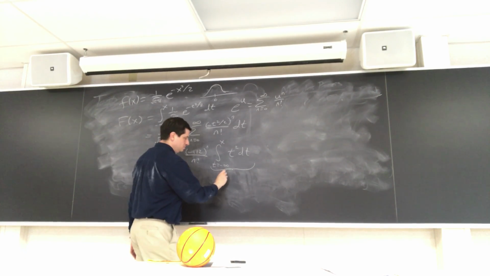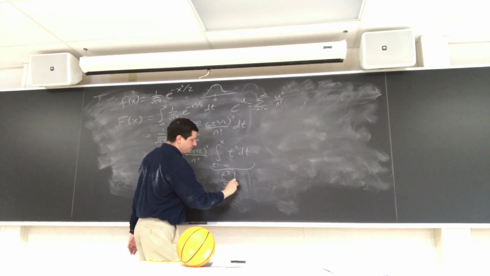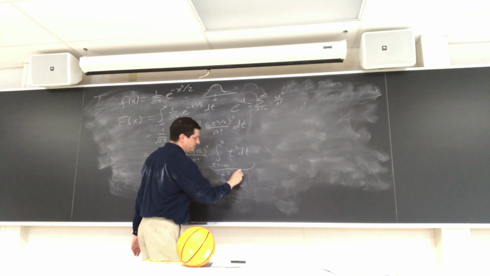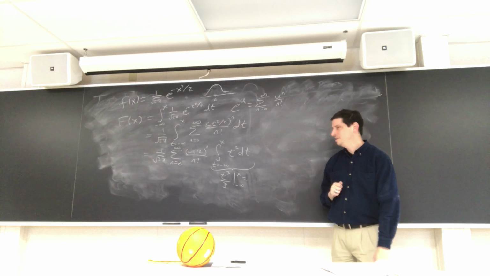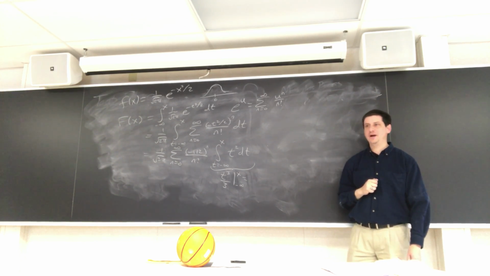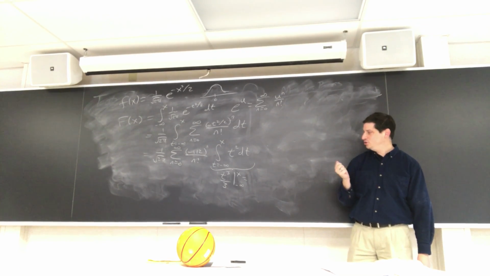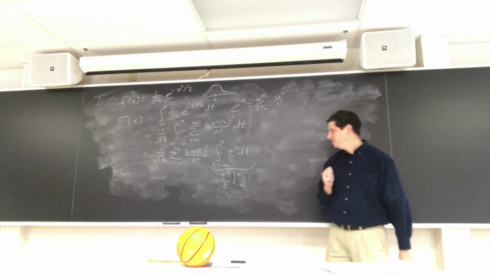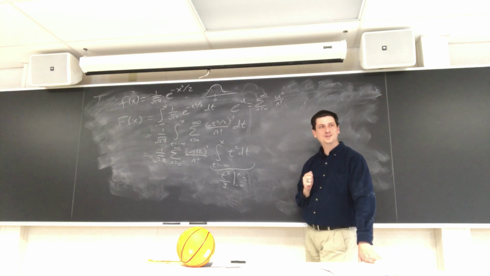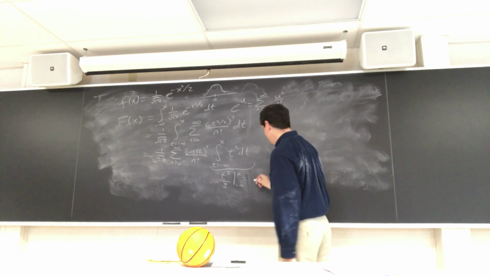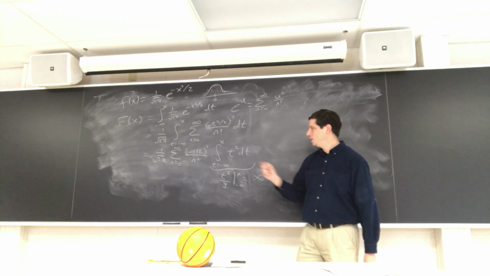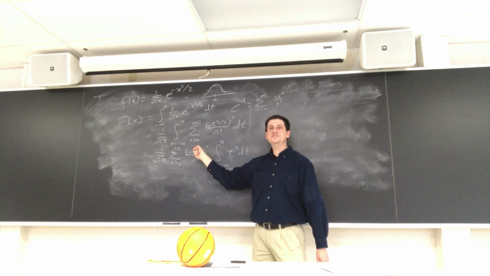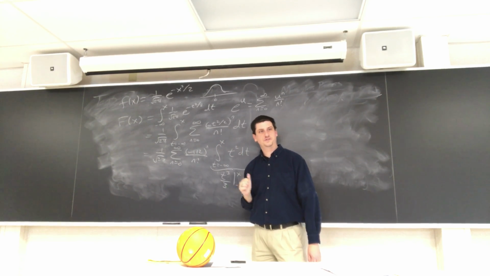T cubed over 3. I evaluate this at negative infinity and x. What do I get? I get x cubed over 3 minus negative infinity. I'm sorry, I get x cubed over 3 minus negative infinity cubed over 3, which is positive infinity. So when I put this in, I'm going to get an alternating sum of infinities.